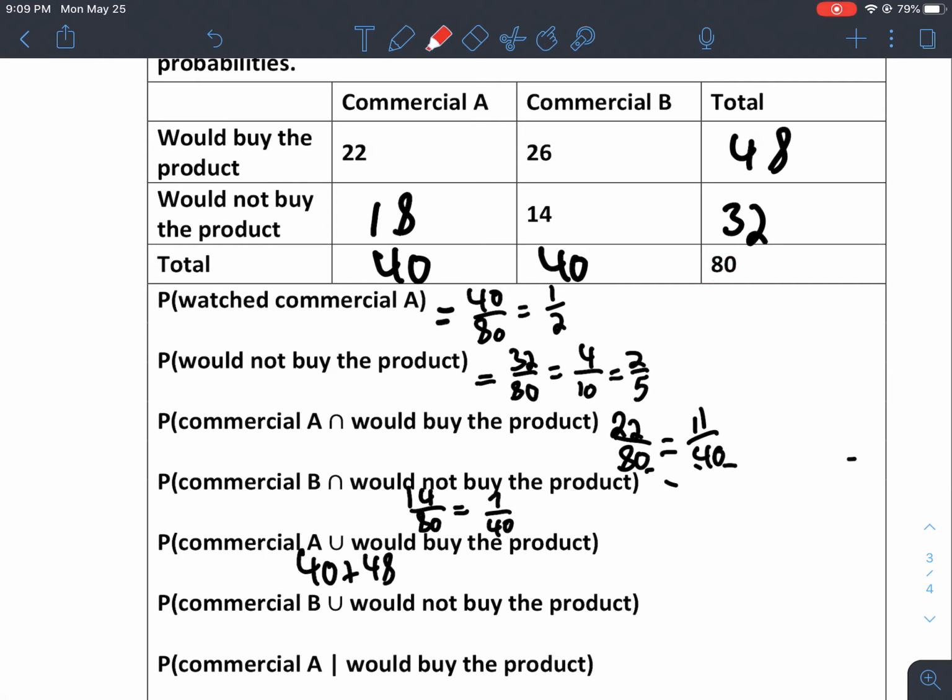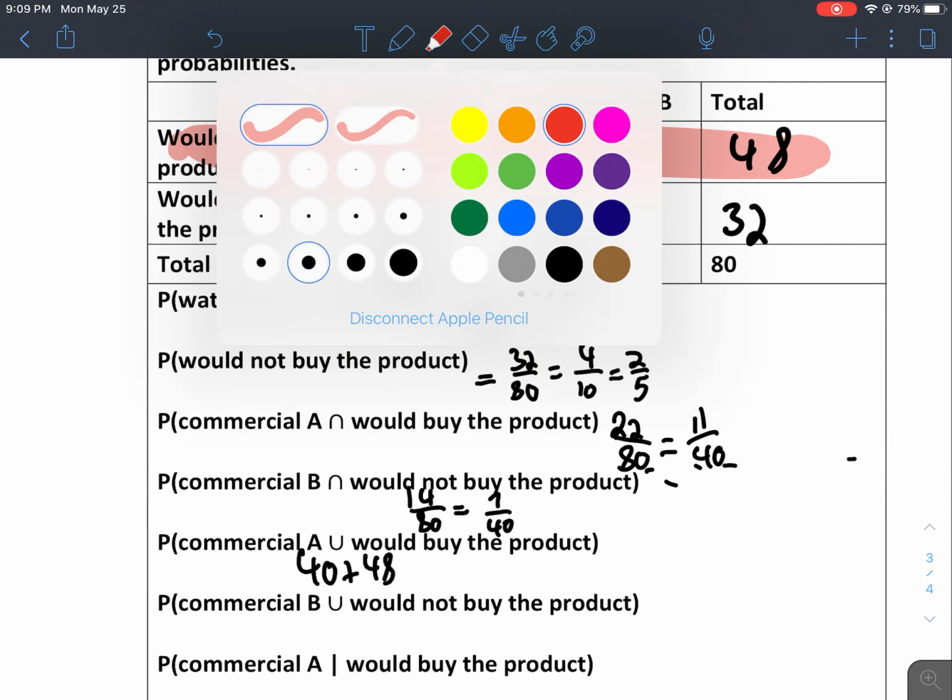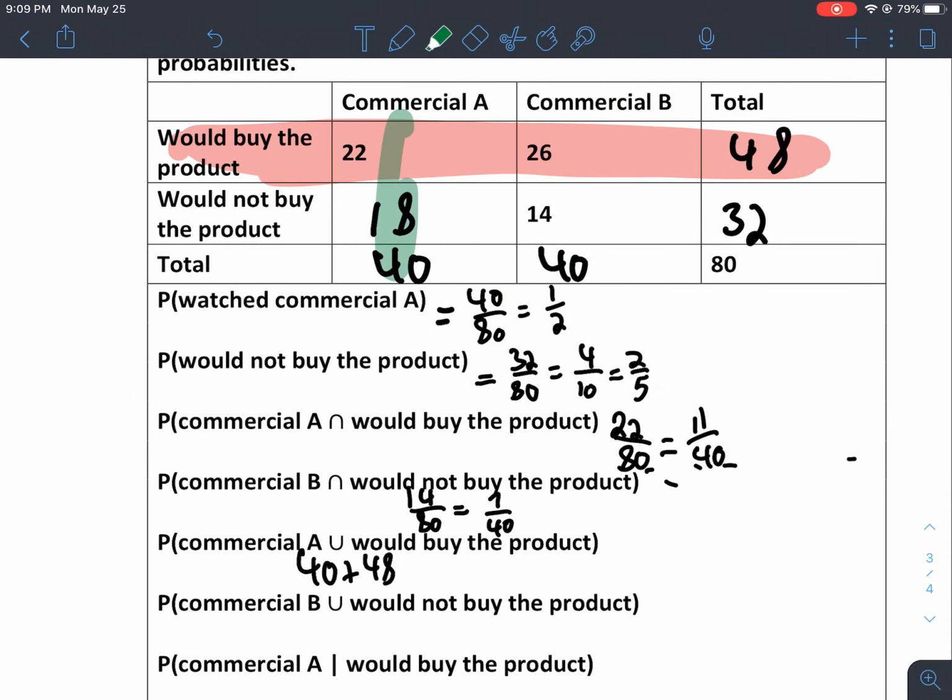The issue is when we count that all these people would buy the product to find that 48, and we count that all these people watched commercial A, the issue is these 22 people were counted in this total and in this total, and we only want to count them once instead of twice. So what we have to do is subtract out that 22.